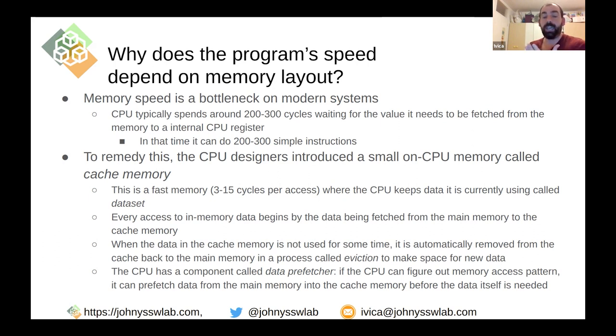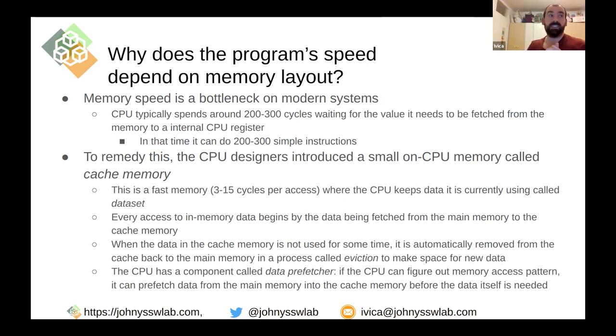When the data in the cache memory is not used for some time, the cache memory, which is a hardware device, automatically removes that data back to the main memory in a process called eviction, in order to make space for new data. The CPU also has a component called the data prefetcher. If the CPU can figure out the memory access pattern, it can prefetch data from the main memory into the cache memory before the data is itself needed.